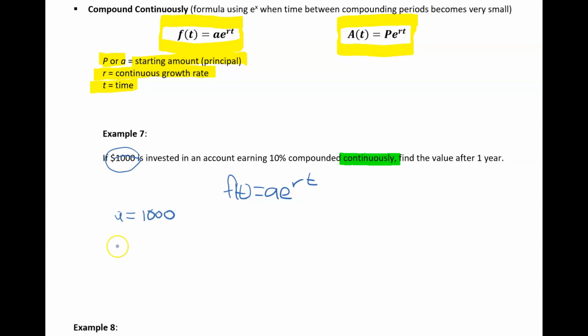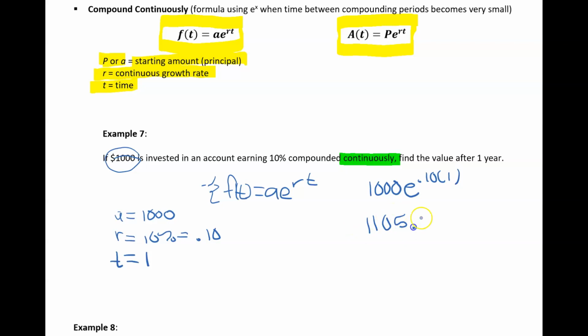In an account earning 10%, so that's my rate. I'm going to change that to a decimal, so 0.10. Compounded continuously, that's where I got that I want to use this form. Find the value after 1 year, so my t is going to be equal to 1. I'm going to plug in everything I know, so that gives me 1,000 e to the 0.10 times 1. Then I'm going to use my calculator to assist me with that, and this gives me the value of 1,105.17.